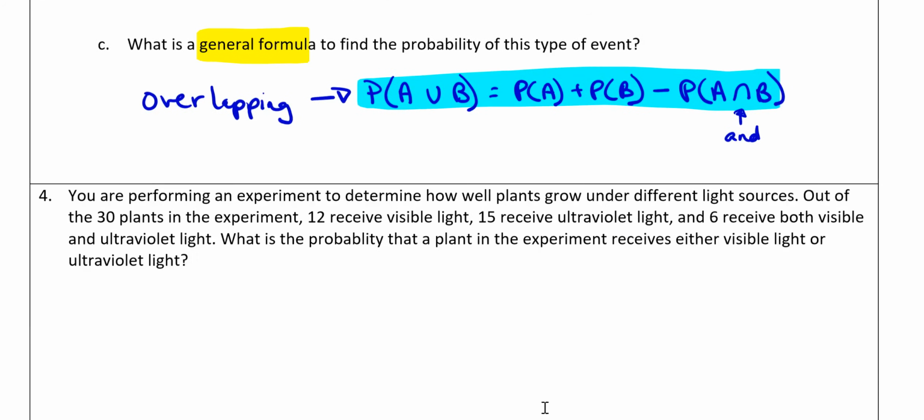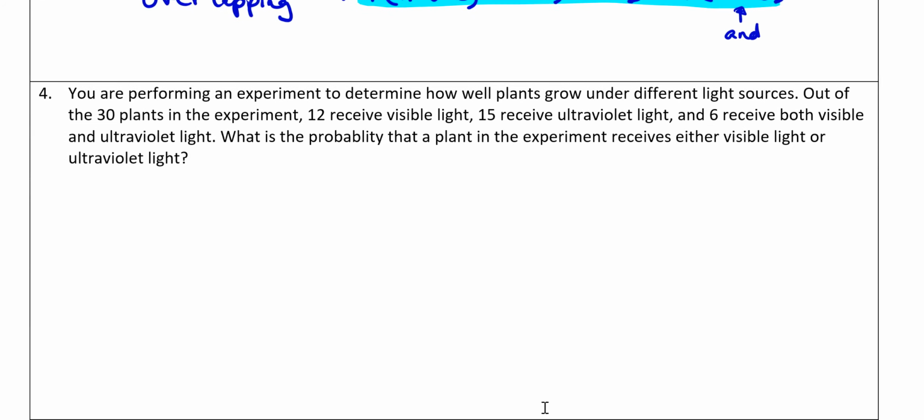Okay, so let's look at a situation. It says you are performing an experiment to determine how well plants grow under different light sources. Out of the 30 plants in the experiment, 12 receive visible light, 15 receive ultraviolet light, and 6 receive both visible and ultraviolet light. What is the probability that a plant in the experiment receives either visible light or ultraviolet light? So here's what we're trying to find.